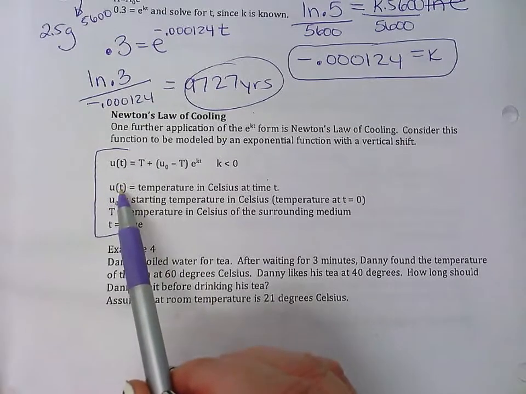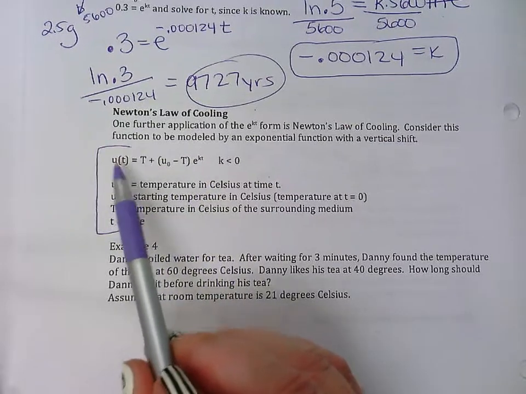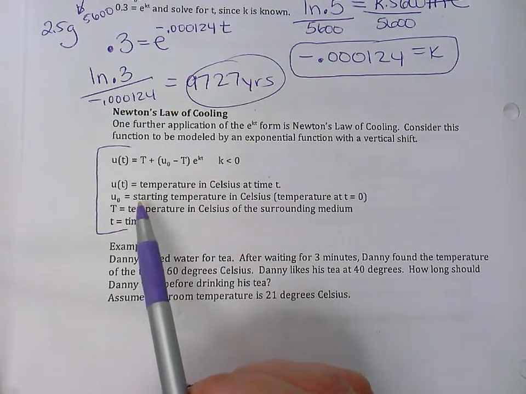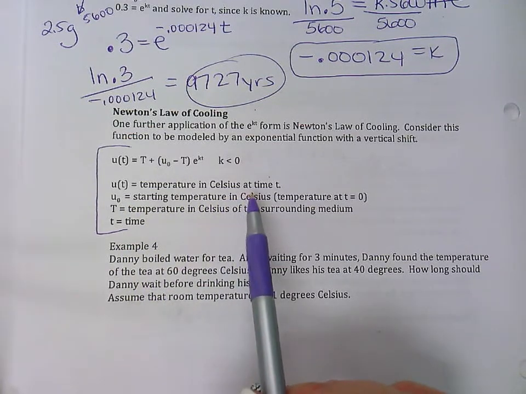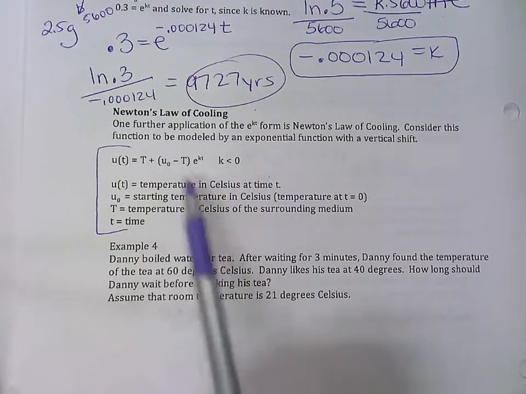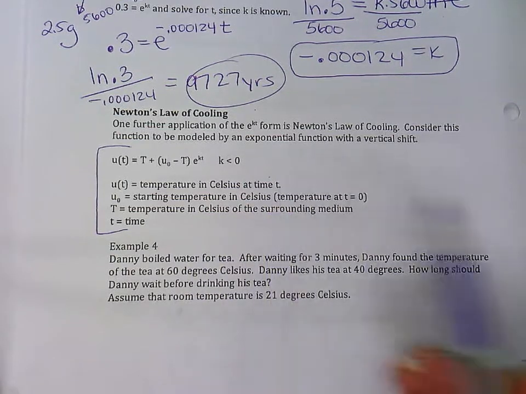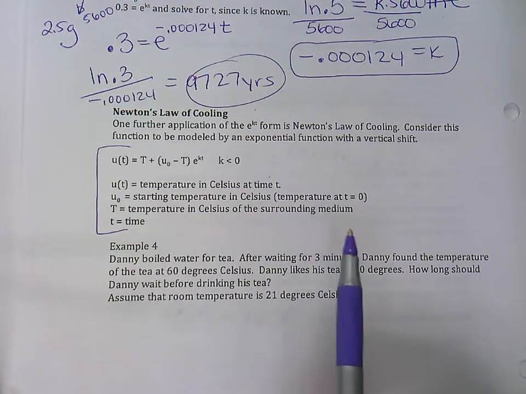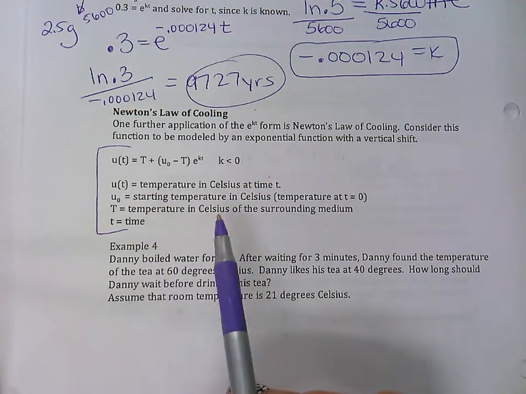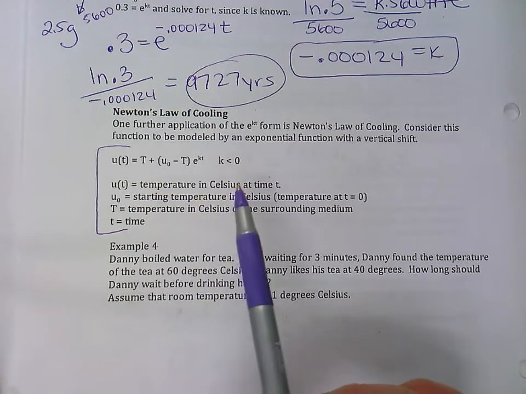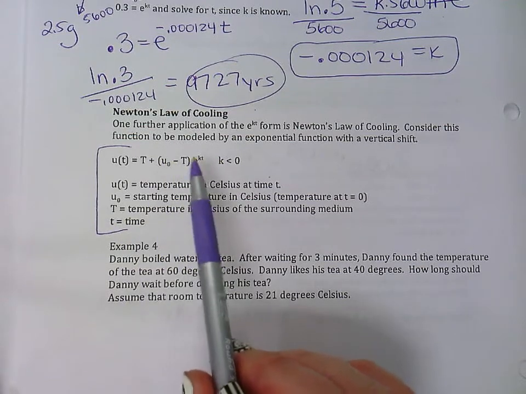So u of t is the current temperature at a certain time. So 20 minutes from now, how cool is your cup of coffee going to be? u sub 0 is your starting temperature. It's in Celsius, but on another problem, if you use all Fahrenheit, that's fine. Capital T is the temperature of the room. Room temperature is usually around 18, 19, or 20 degrees Celsius. In Fahrenheit, it's probably around 65 or 70 degrees for our room temp. And little t represents time, so how many minutes have passed.